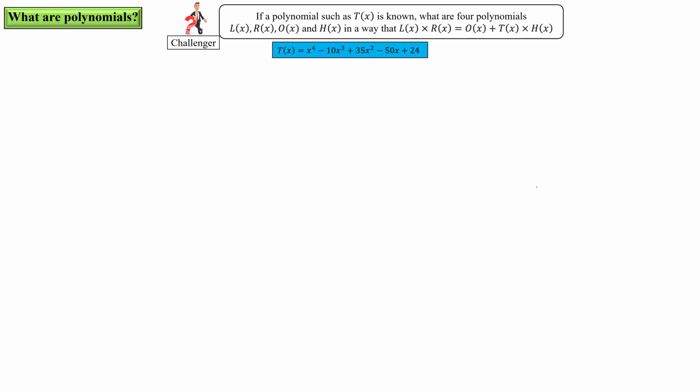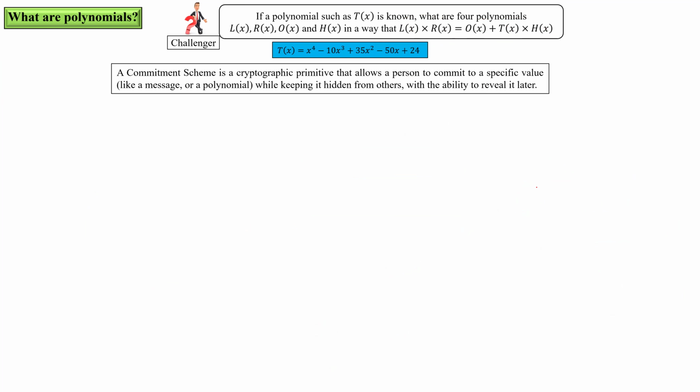So here we want to define another technology, and this is called a commitment scheme. A commitment scheme is a cryptographic primitive that allows a person like a prover to commit to a specific value. This specific value could be a message, could be a polynomial, or any other kind of data.